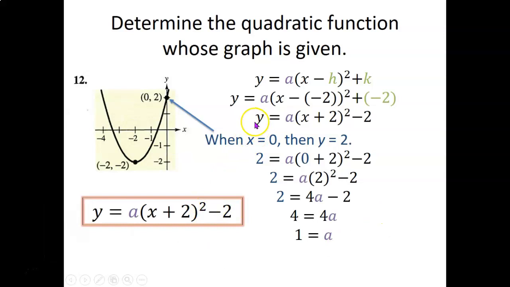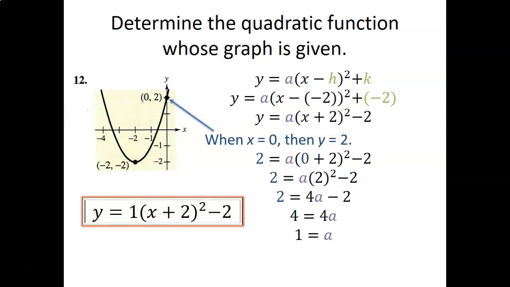So remember, we had y equals a times x plus 2 squared minus 2. Now we can go back and replace that a with the number it actually is, 1. And we have our function. Y equals 1 times x plus 2 squared minus 2. Of course, you don't have to write the 1. You can just say x plus 2 squared minus 2. You can call that y, or you can call it f of x. You could say f of x equals x plus 2 squared minus 2.